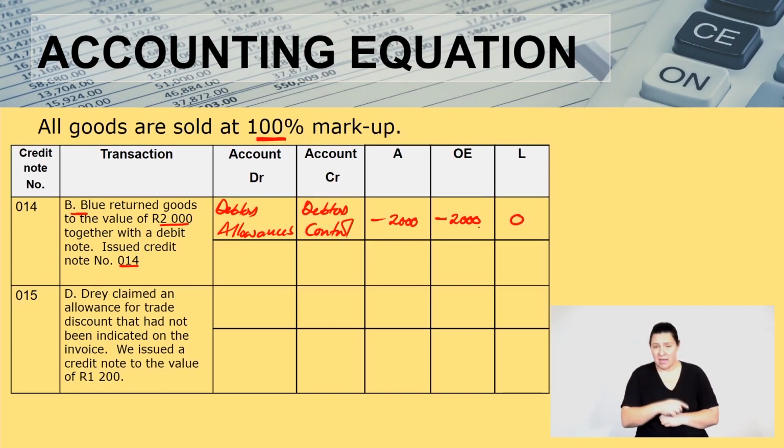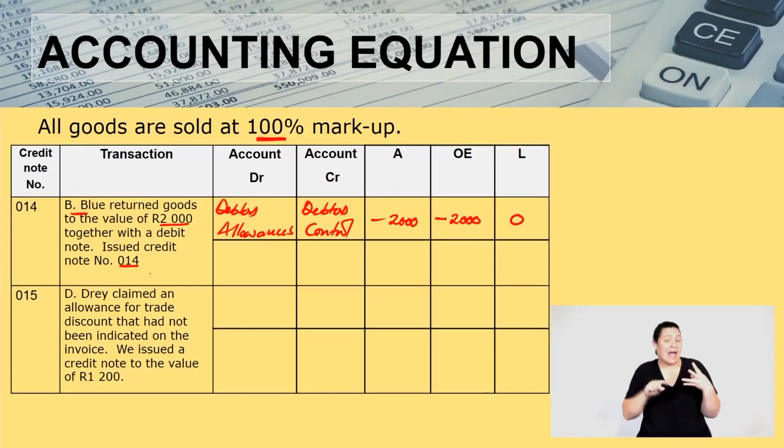But then remember how many accounts are involved? 4 accounts. Do you still remember the other 2 accounts? So the other account is going to be trading stock. All right? Trading stock. And trading stock is an asset. So when goods are returned, I'm going to debit my trading stock.